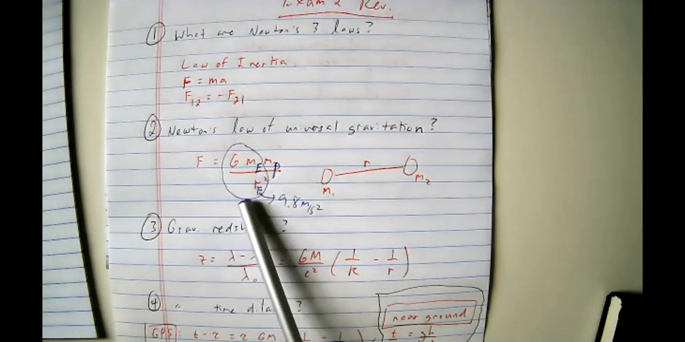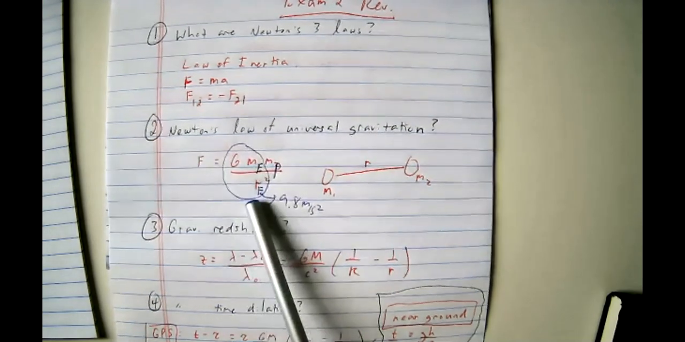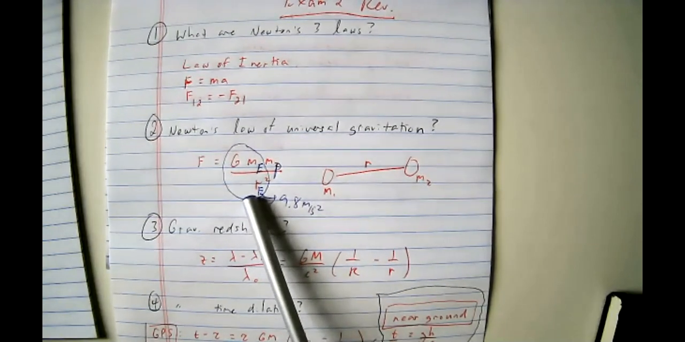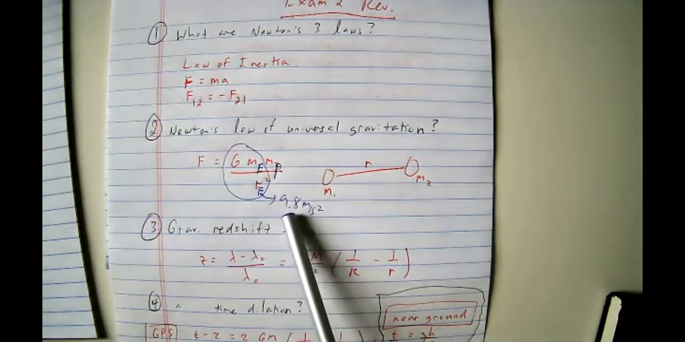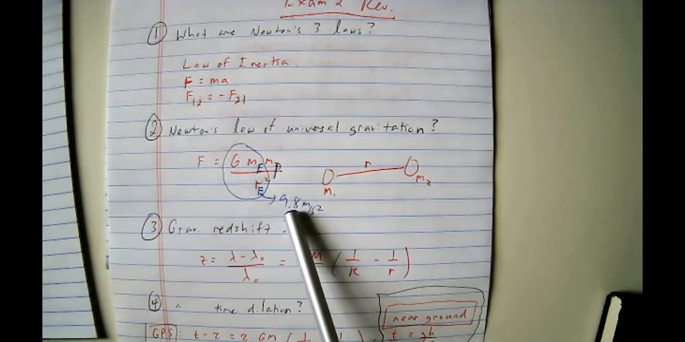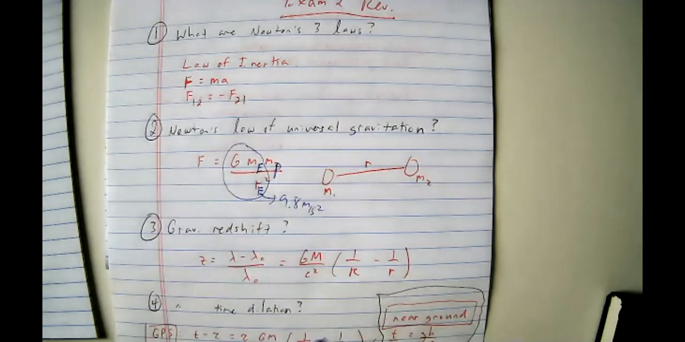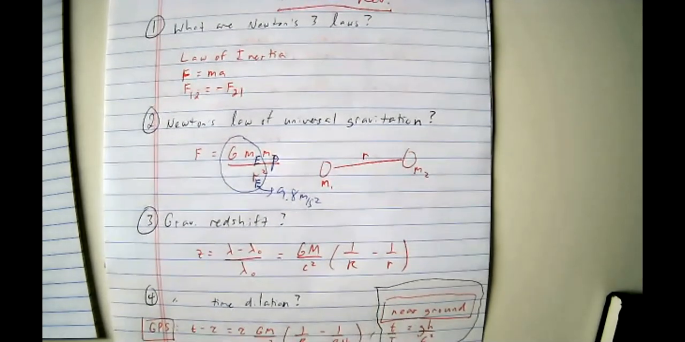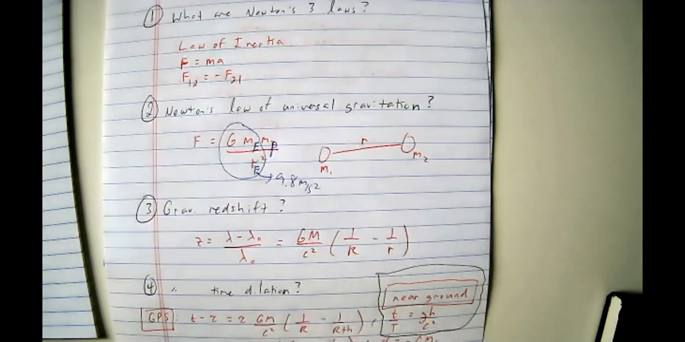And here, what I circled, G times the mass of the Earth divided by the radius of the Earth squared, this is called the gravitational field, or 9.8 meters per second squared. That's the gravitational field acting downwards at the Earth's surface, or at around sea level.